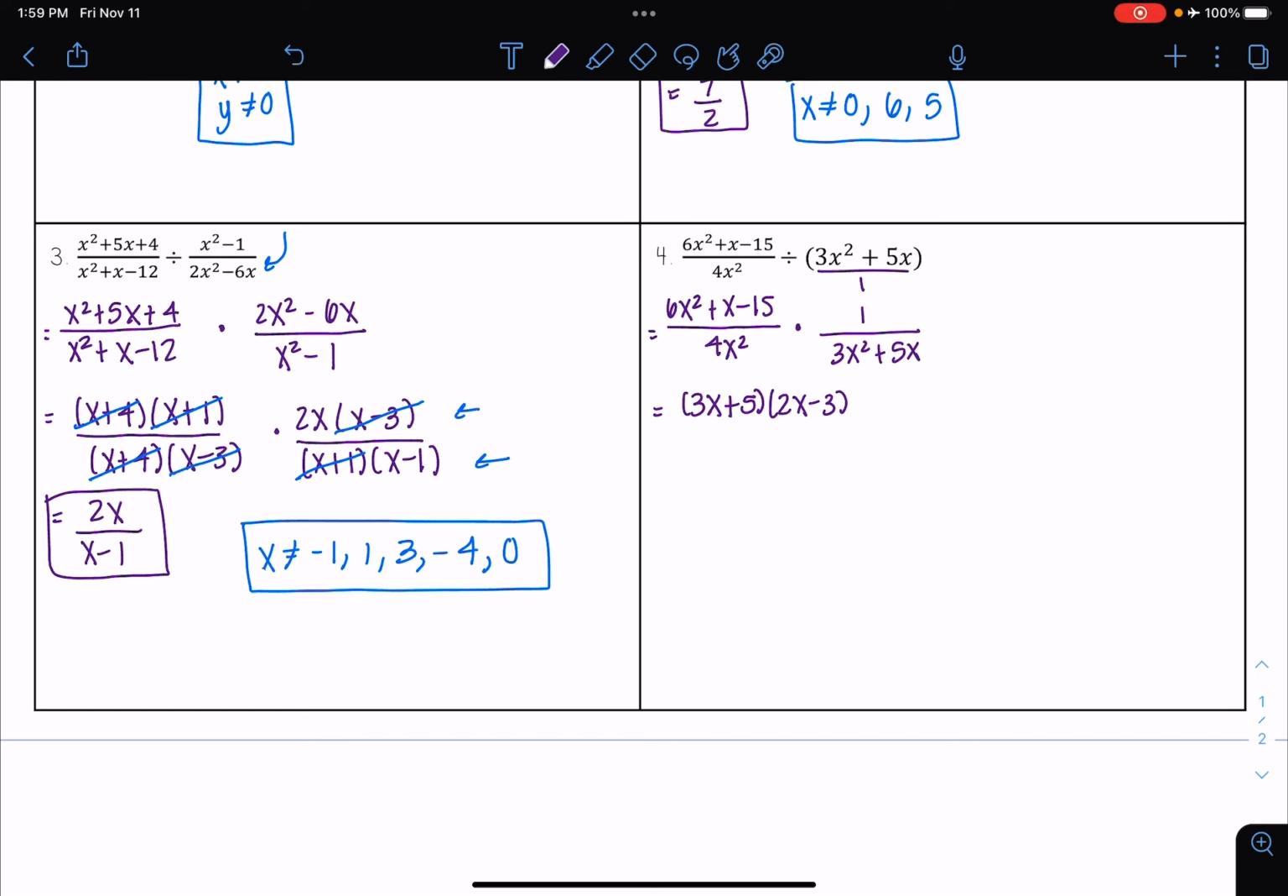On the extra examples that are linked below this video, I go through that AC method again, so you can check it there to see how to go about that. Or you can go back to the factoring videos to review the AC method. And then 3x squared plus 5x, that has a GCF of x that you can take out.